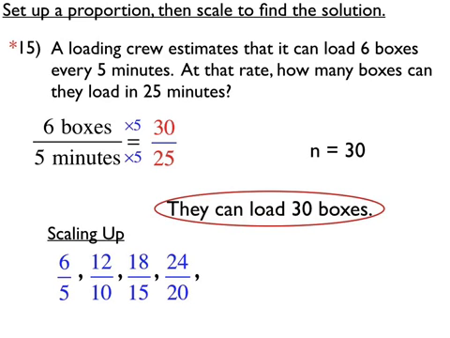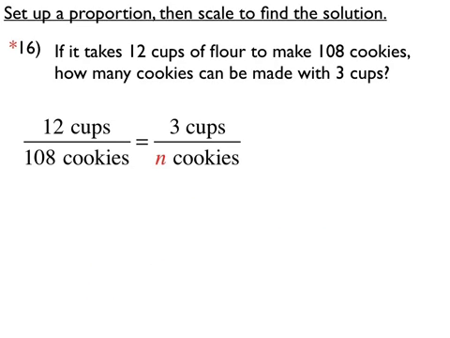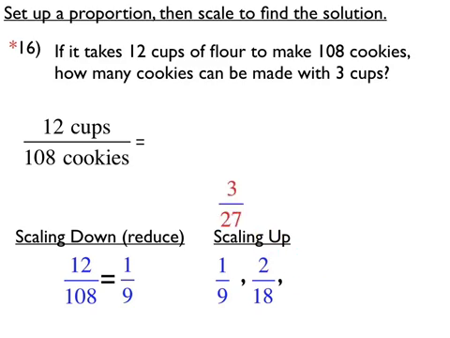Number 16. Gustavo? You can make 27 cookies with 3 cups. Good. Set up proportion 12 over 108 equals 3 over n. Scale down, then back up, or divide by 4.